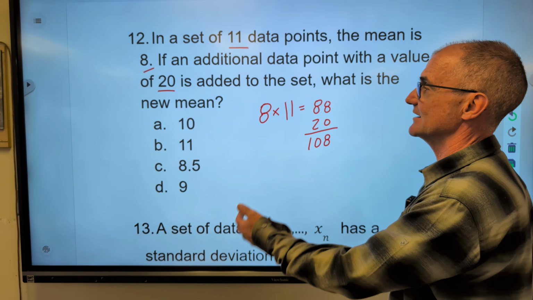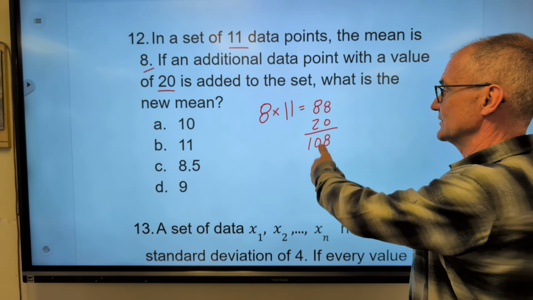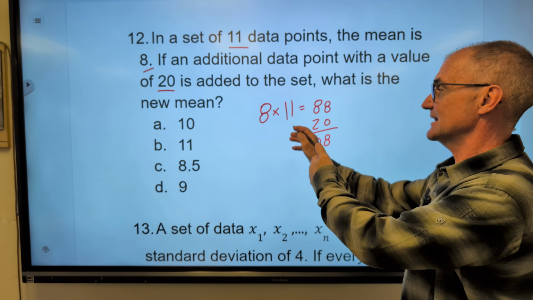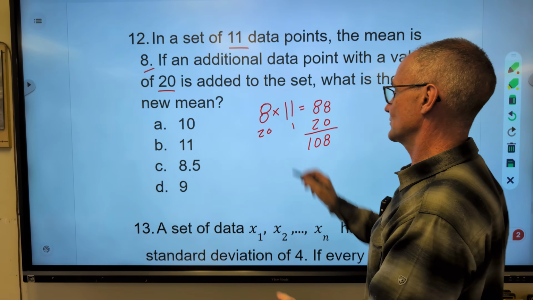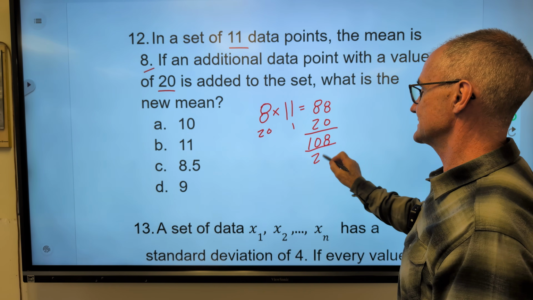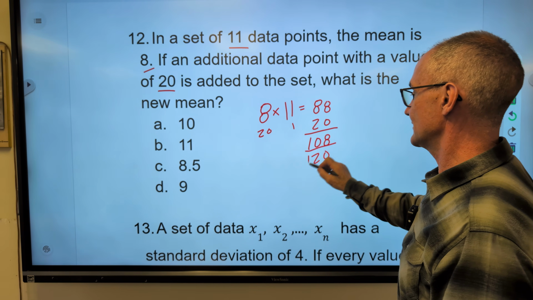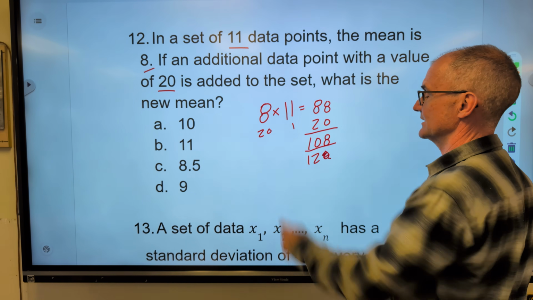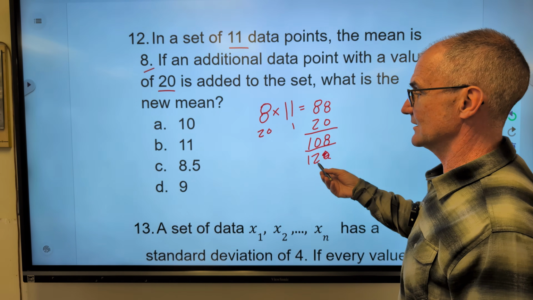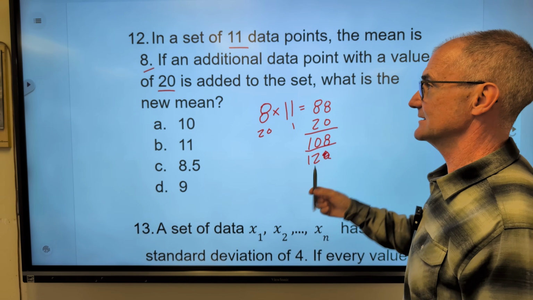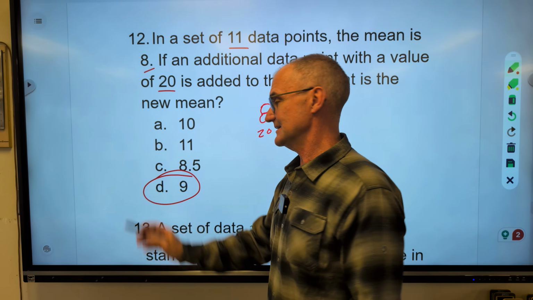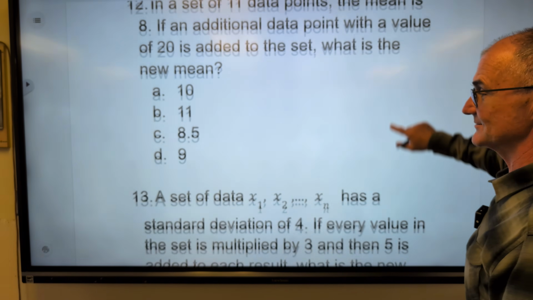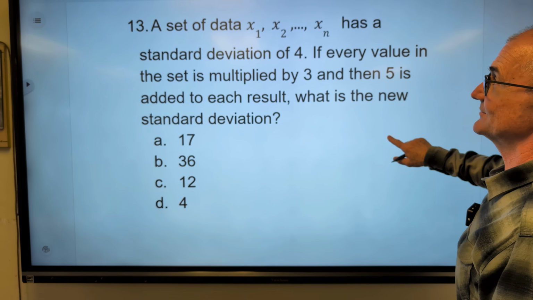So the sum of the 12 values would be 108, right? So I have 11 plus that 1 of 20. I have 12 values. 108 divided by 12, right? 12 times 9 is 108. 108 divided by 12 is 9. Correct answer, answer D, right there. All right, getting to the close here. Moving on to problem number 13.